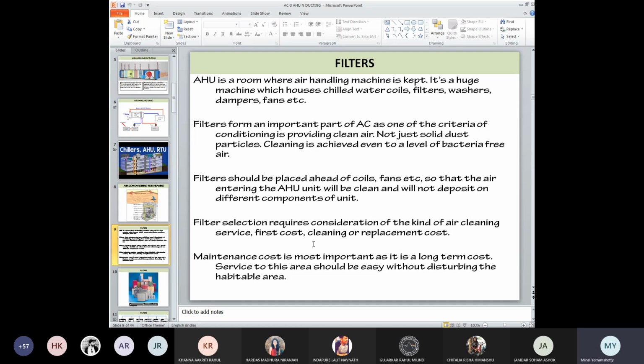So only the air will be able to pass, but all the physical impurities can get stuck in the basic filter, which can be made of straw, feather, fine wire mesh, anything, and then the air moves in. So filters form an important part of AC, as one of the criteria of conditioning is providing clean air.